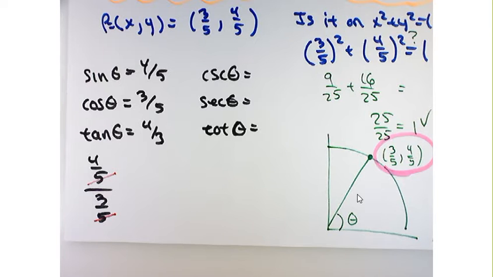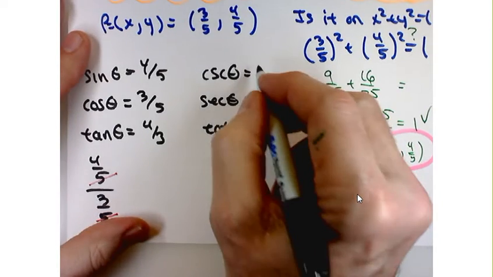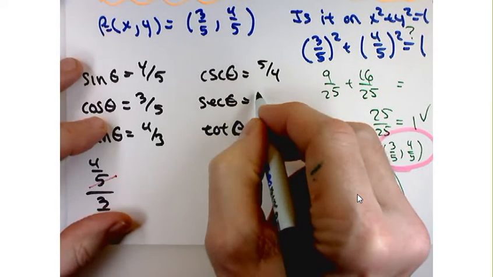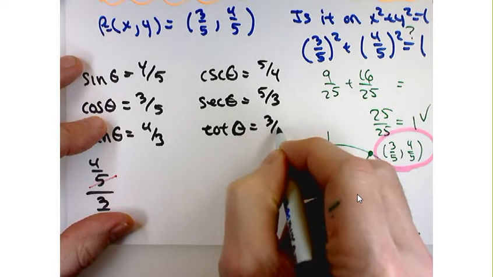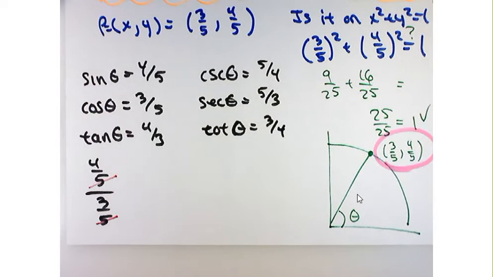Some takers. 5/4. 5/3. 5/3. 3/4. And 3/4. Beautiful. And you're done.